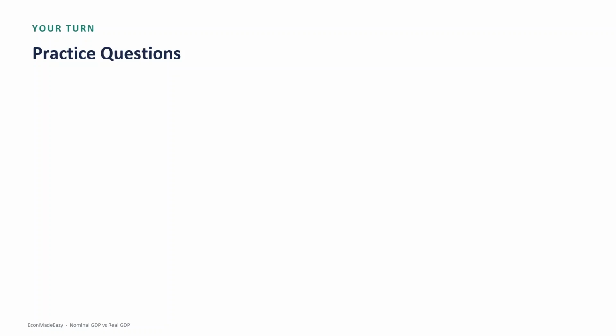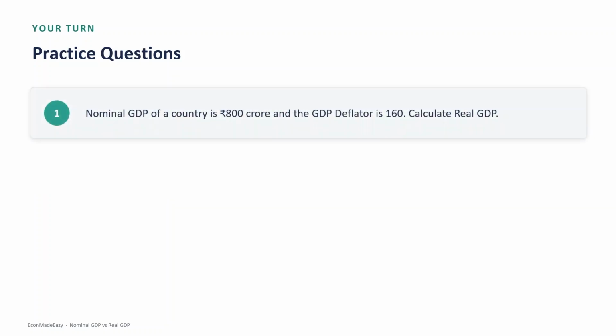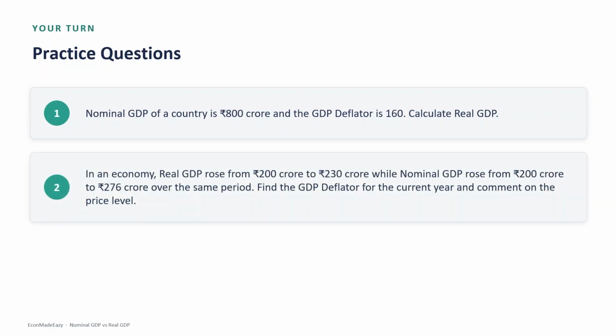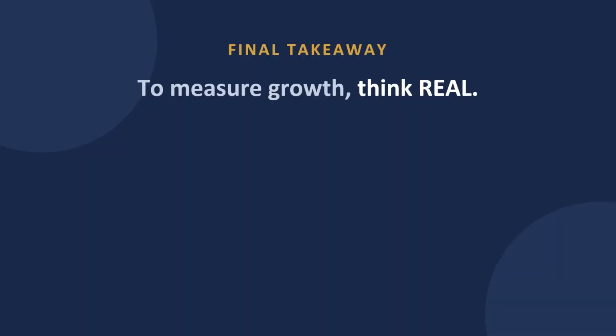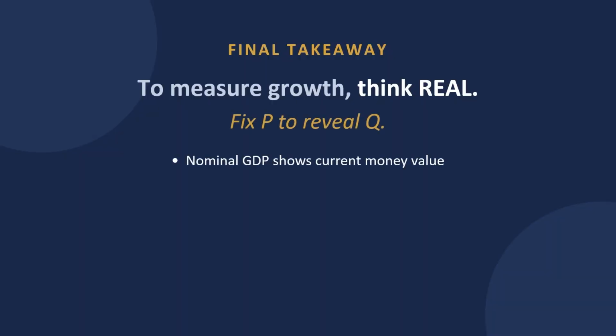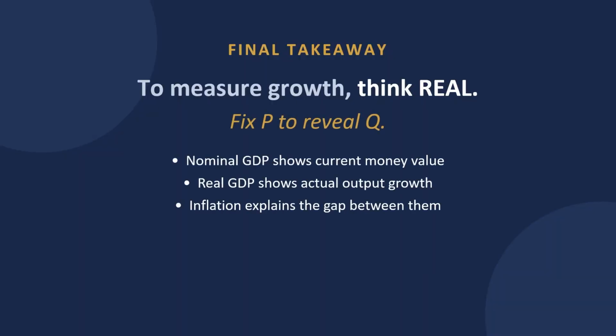Now it's your turn to apply what you have learned. For question 1, use the GDP deflator formula and rearrange it to calculate real GDP. For question 2, calculate the current year GDP deflator and interpret what it tells you about the price level. Question 3 is conceptual. Explain why real GDP per capita is a better indicator of average economic well-being than nominal GDP and mention one limitation. Pause the video, attempt all 3 questions, and then check your answers in the pinned comment below.